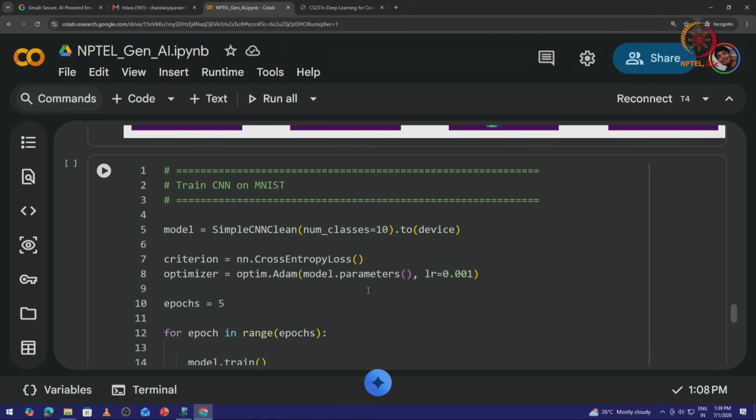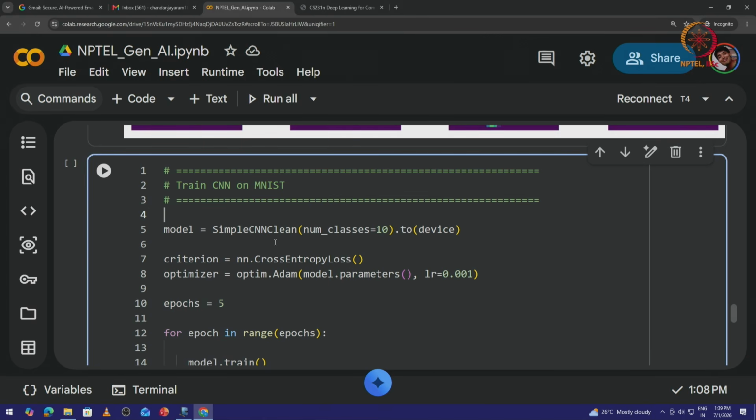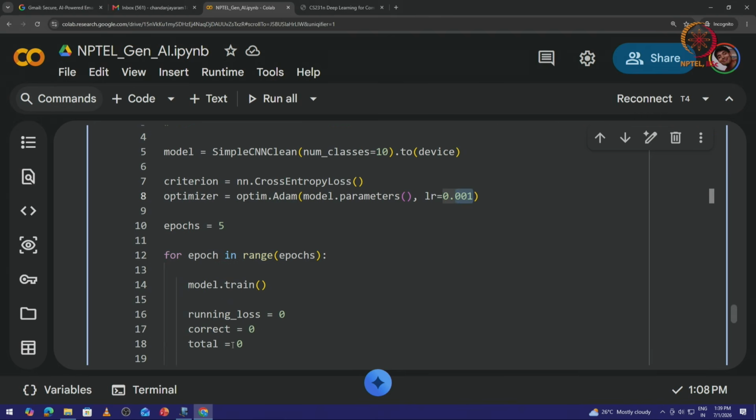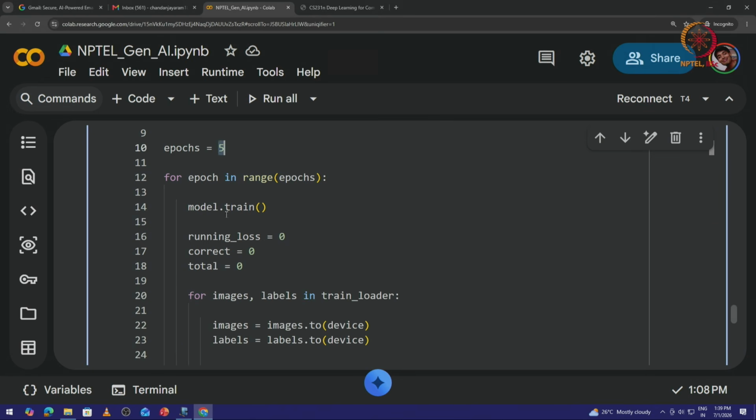So now let us go into the training aspect. You create an instance of the model with the number of classes as 10, and then you port it onto the device. You are using cross entropy loss, and the optimizer is Adam with a learning rate of 0.001. The training procedure is exactly the same as before. You do it for 5 epochs. For each epoch you put the model in training mode, and compute the running loss, correct and total, exactly the same story that we used earlier for binary classification.